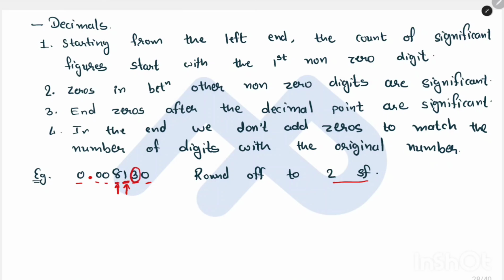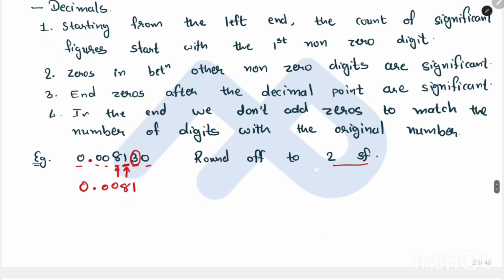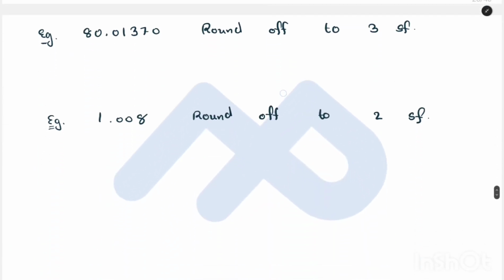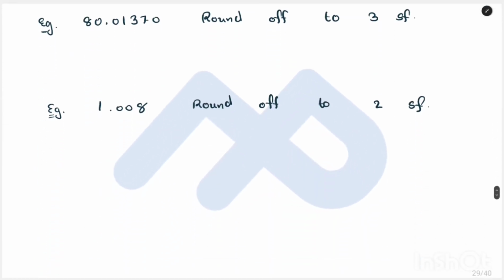We'll check the digit just after that. If it is 5 or more than 5, then we'll add 1 to the previous one, but no, it is not 5 or more than 5. So you will only write 0.0081. That's all. Don't add zeros in the end. Okay. See another question.